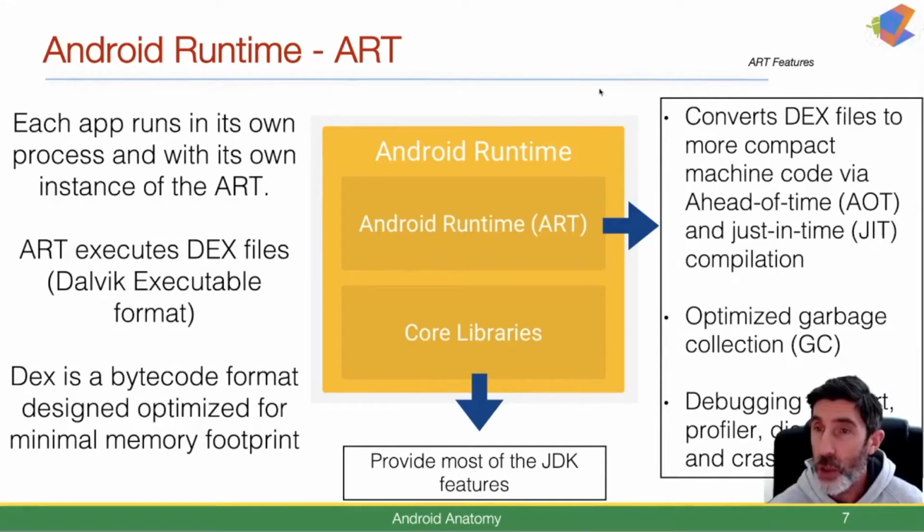Just other points to note as well over here. The runtime itself converts DEX files to more compact machine code via ahead of time (AOT) or just in time compilation. It has optimized garbage collection and has debugging support, profiler, diagnostic, and crash reporting. So I suppose, again, from a developer's point of view, we don't need to know too much about this, but it is worth being aware that this is what our users get when they download your app from the Play Store.